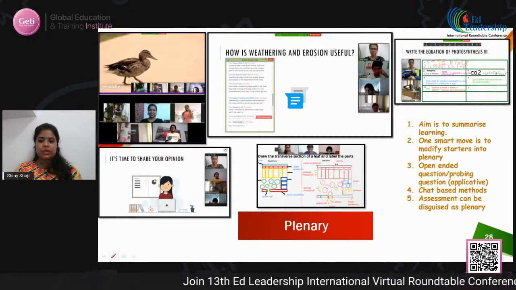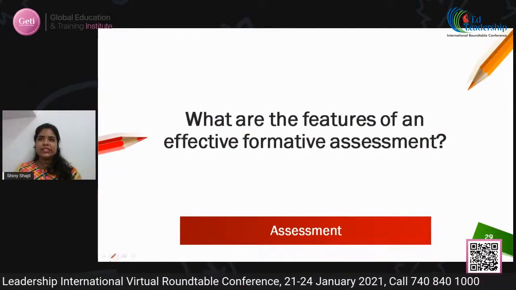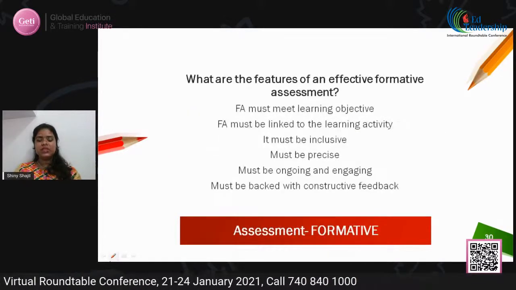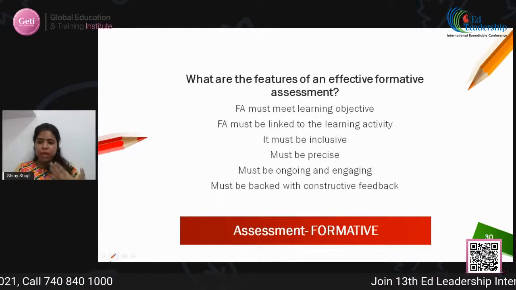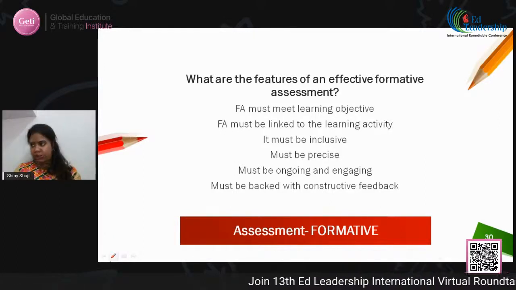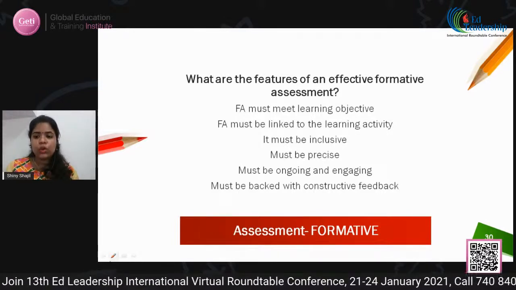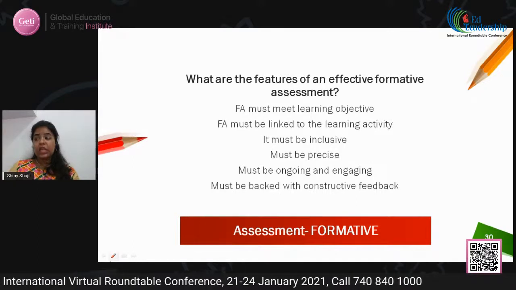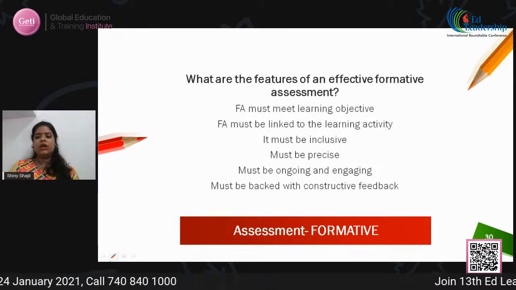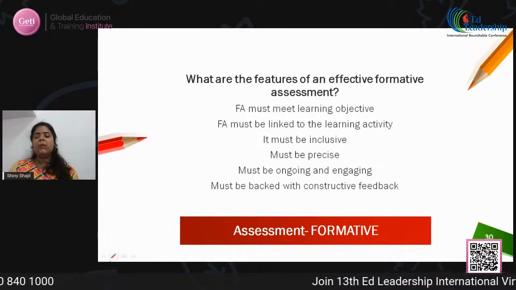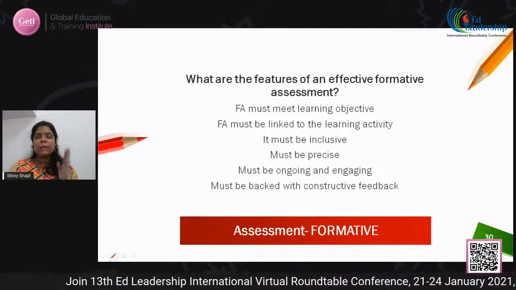Now, coming to assessment, what is a feature of an effective formative assessment? To understand how to frame your formative assessment, you must be able to answer the question, what makes an effective formative assessment? The formative assessment must meet the learning objective. It should be related to your learning objective. It must be linked to the learning activity, what you did. It must be inclusive and differentiated. All your children of different learning abilities must be met, and it must be precise, ongoing and engaging. And at the end, it should be backed up with feedback.